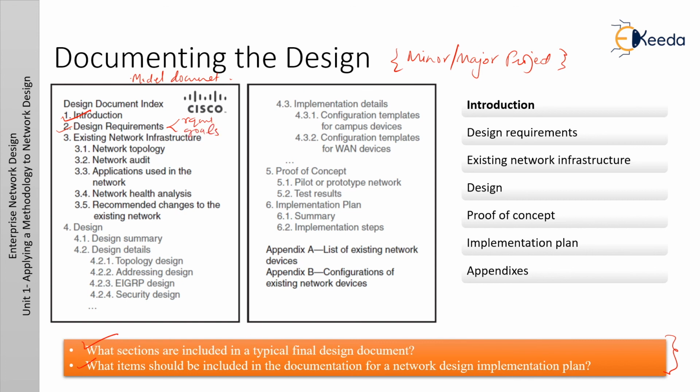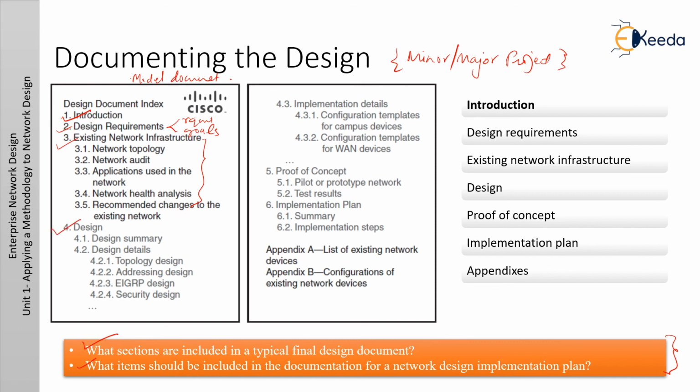It is also a mandatory part of any design document. This section includes the organization's requirements and design goals that must be fulfilled. Next is existing network infrastructure. This particular section is only available for redesign of a network. For a new design, it is not required. So this section is required only for network redesign. The subsection documents the results of the existing network characterization step.